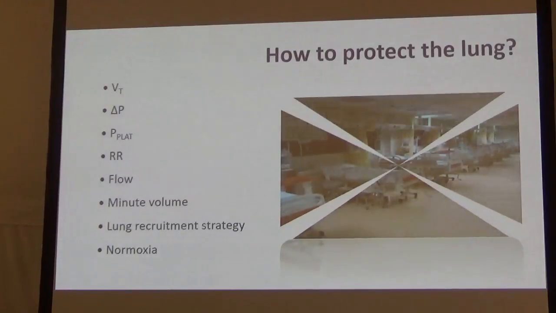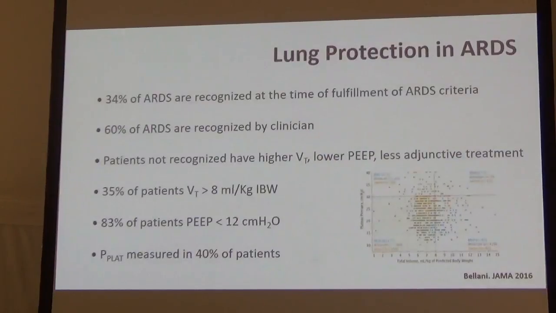How to protect the lung? Well, if we want to protect the lung, given all this data, we have to take care of all these parameters: tidal volume, driving pressure, plateau pressure, respiratory rate, flow, minute volume, lung recruitment strategy, and to keep normoxia for every patient in the ICU. So it's a full-time job. If you want to optimize the lung protection in your ICU, you have to go from one patient to another and back, and you spend your time doing this. So it's very difficult to do in real life.